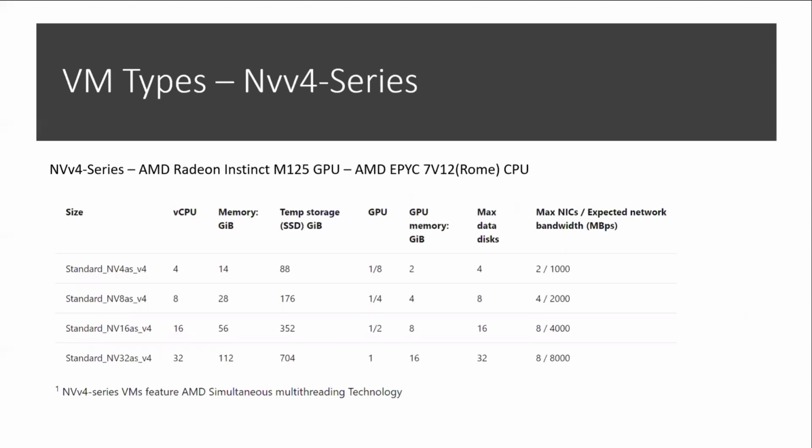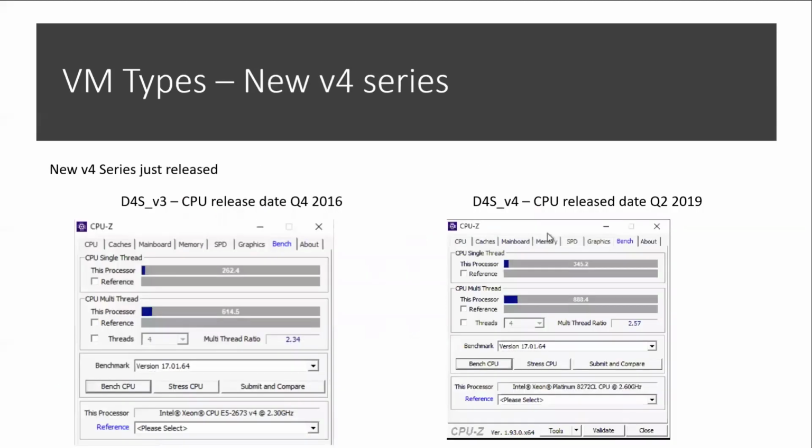Good tip for you. So if you want a GPU in your environment, we've got the new NVv4 series. So they've got an AMD GPU. You can get these in much lower specs compared to the NVIDIA's. So the lowest one is 4 CPU and 14 gigs of RAM. And that's a similar cost to a D series. So check out if you need a GPU capability.